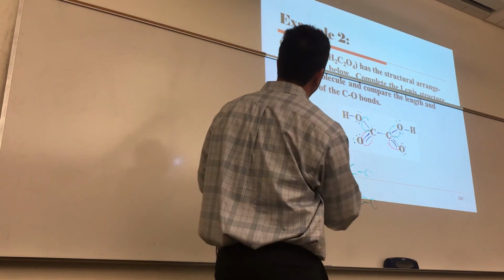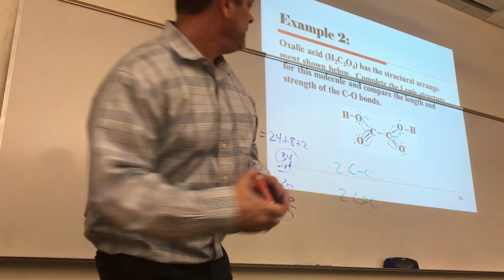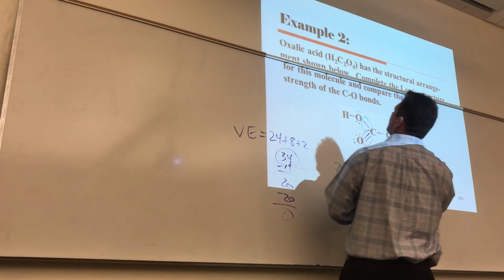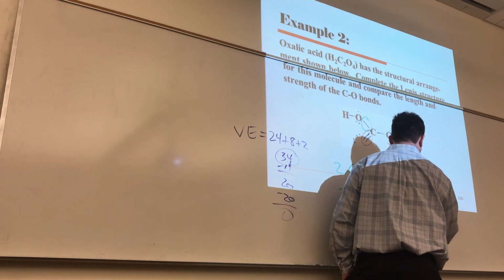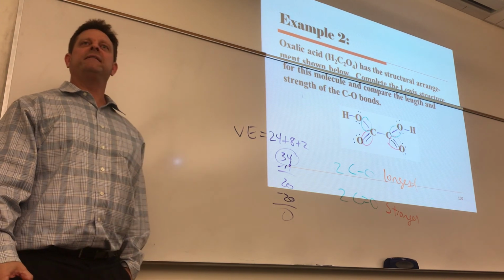Okay, so now what does it say? Compare the lengths. Which one's longer? The single top one. The first one. This one? This is longer. Good. And which one is stronger? The lower one, the double bond. And this is stronger. So more energy. Is that okay? Right. Everybody understand that?